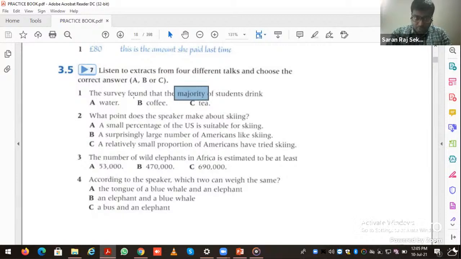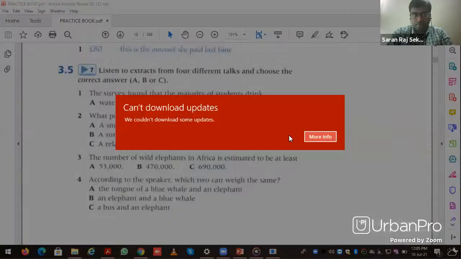So he said 80 percent drink coffee and 20 percent drink tea, and the rest prefer water. So here our answer is coffee. So this is how the keyword helped us to find the answer.